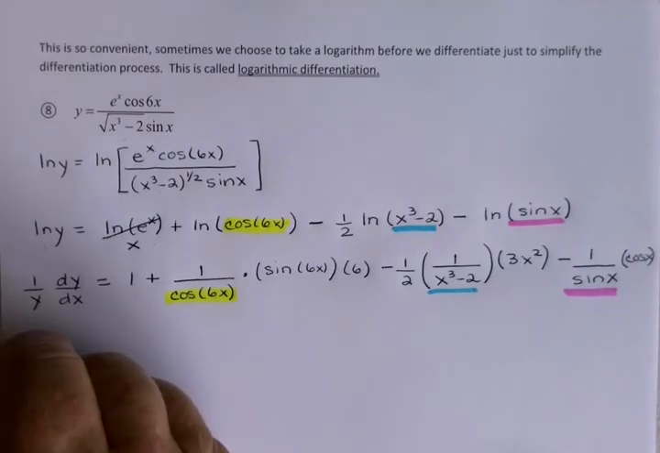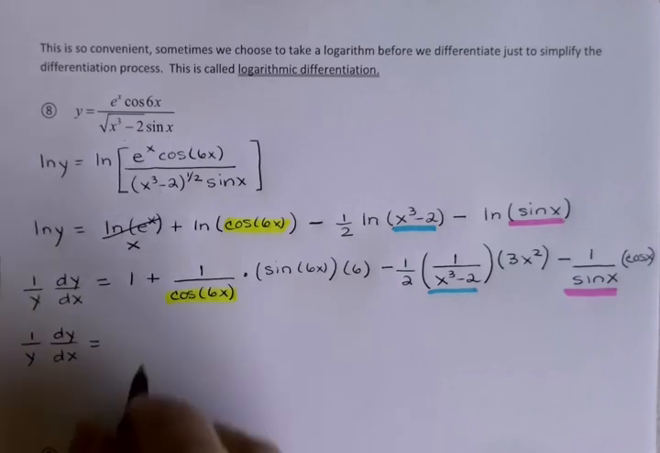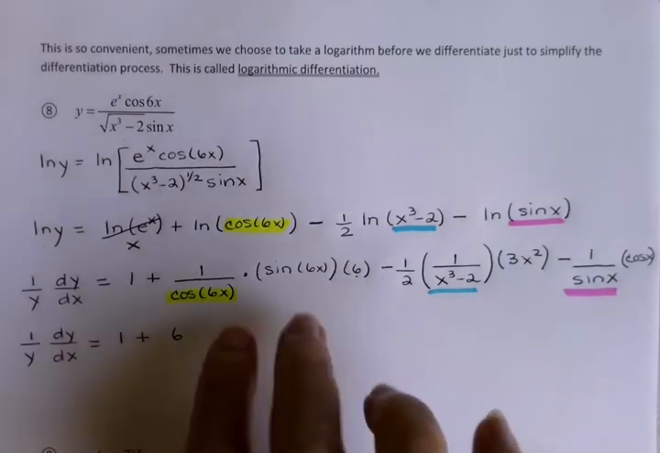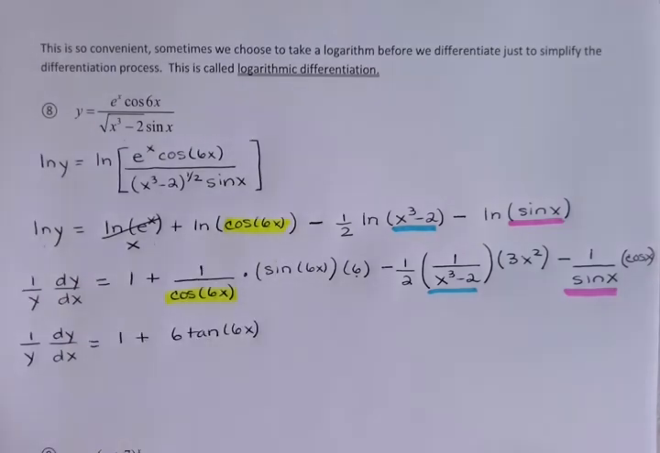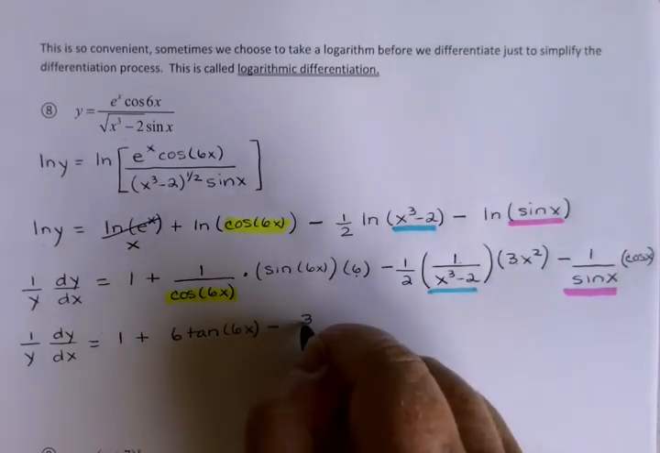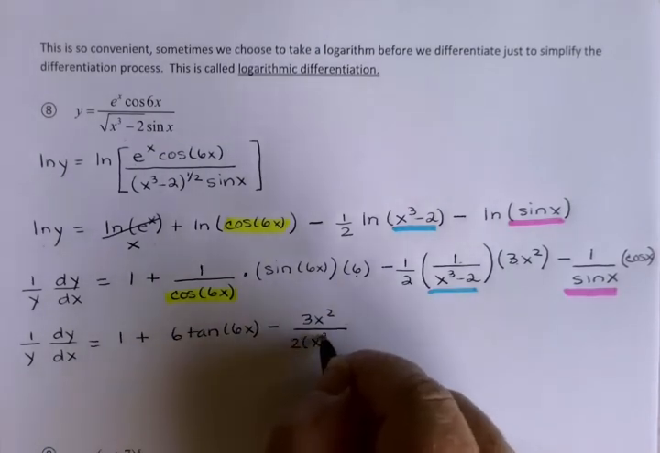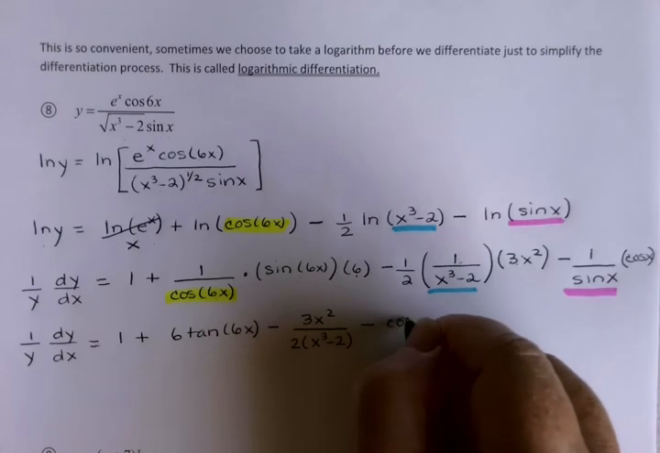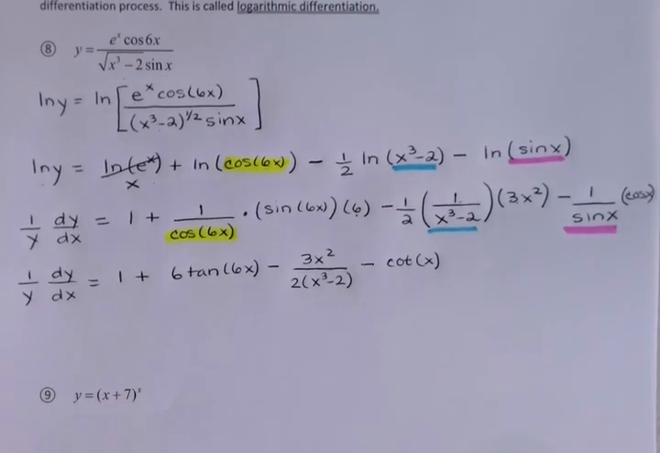All right. I'm going to clean up the right-hand side just a little bit. 1 over y dy dx would be 1 plus 6. Sine over cosine would be tangent, 6x, minus 3x squared on the top over 2 times x cubed minus 2 on the bottom, minus cosine over sine would be cotangent, x. All right, we're getting there.